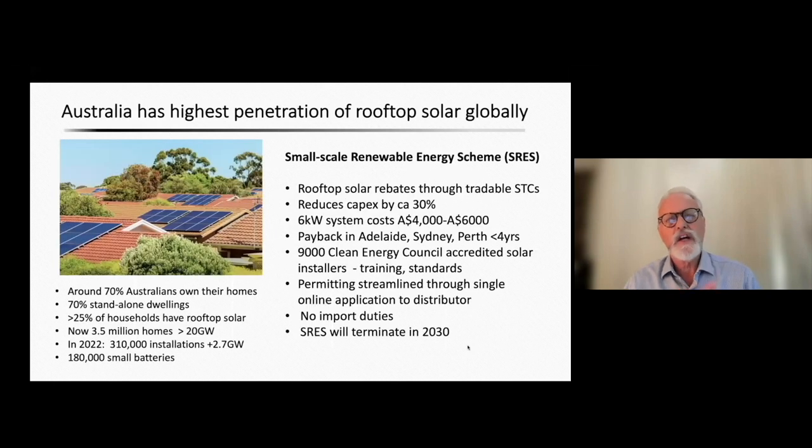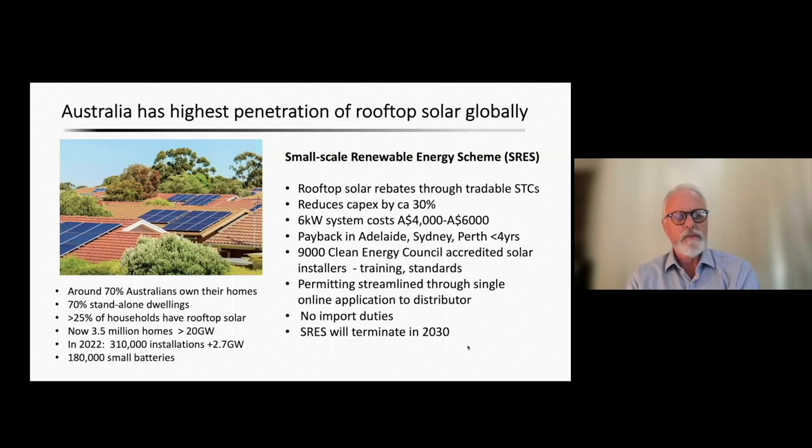So let's go a little bit more detail on the DER side. Australia is really a global leader around rooftop solar. Around 70% of Australians own their own homes. 70% are standalone dwellings. That obviously helps. About a quarter of households now have rooftop solar. That's higher in South Australia, where it's about a third.